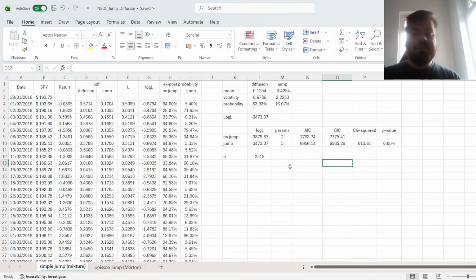And that's just the starting point of our evaluation of jump diffusion models. In the next video, we'll learn about the Merton model with Poisson distributed jumps that found a lot of application in option valuation.